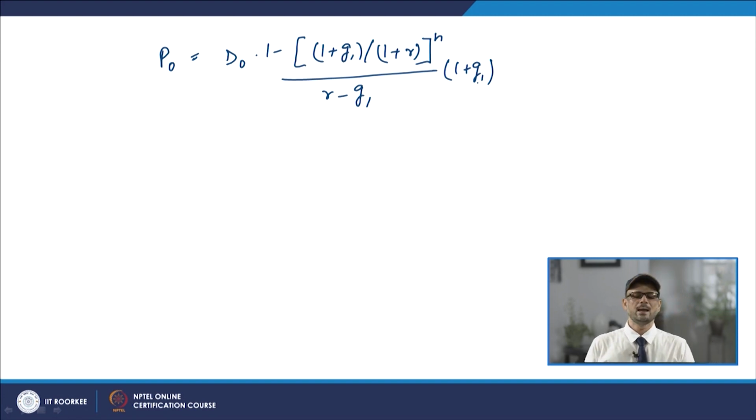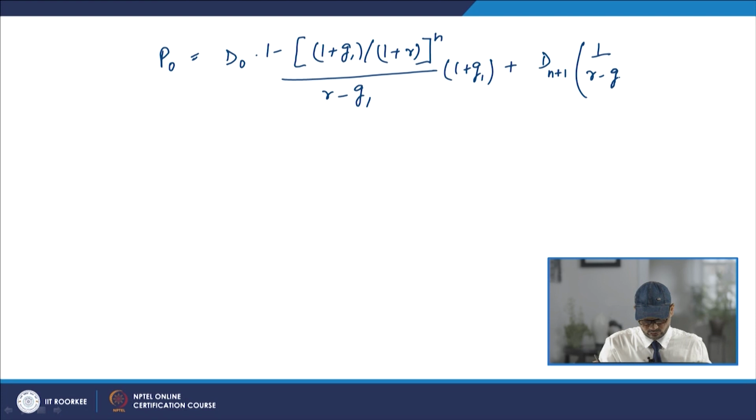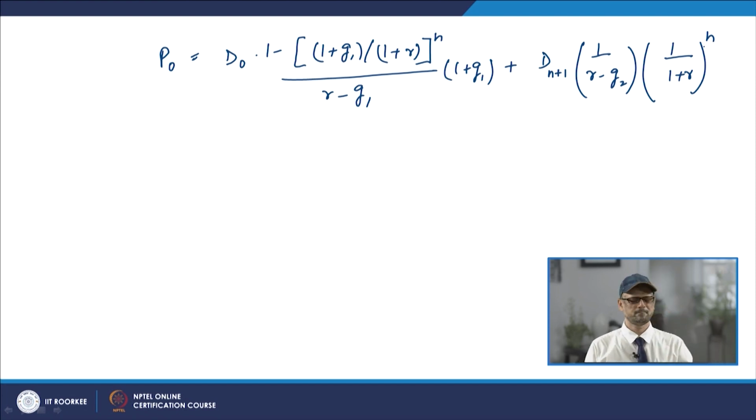So, that is the formula for the first period, and then from n plus 1 to infinity, D n plus 1 onwards, it goes for the infinite period. So, you have only the 1 by R effective term. It will be 1 by R minus G 2, and then 1 by 1 plus R raised to the power n. So, this way you get the value of the current price of the stock.